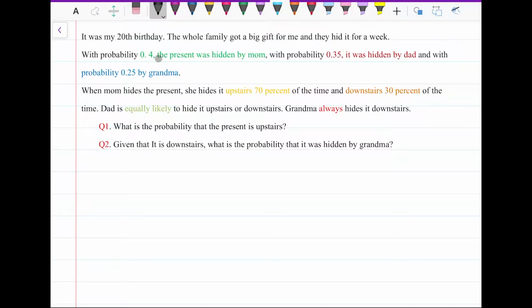With probability 0.4, the present was hidden by mom. With probability 0.35, it was hidden by dad. And with probability 0.25 by grandma.